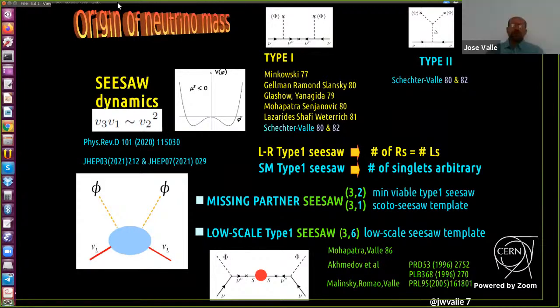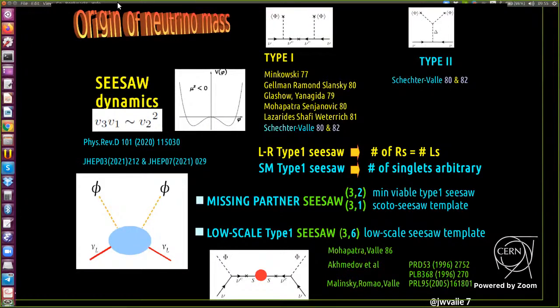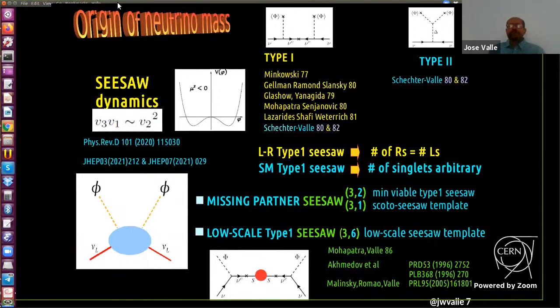So I was discussing the fact that the standard model-based seesaw allows for having a different number of right-handed neutrinos as compared to left-handed neutrinos. I gave the example of the missing partner, and now I move to the opposite situation where you have more singlet than doublet neutrinos. For example, 3-6, in which you have two singlets associated to each active neutrino.